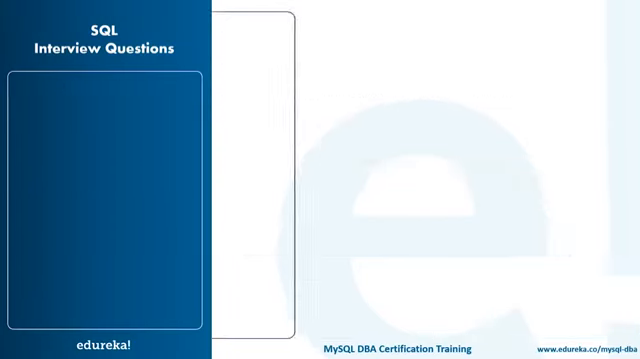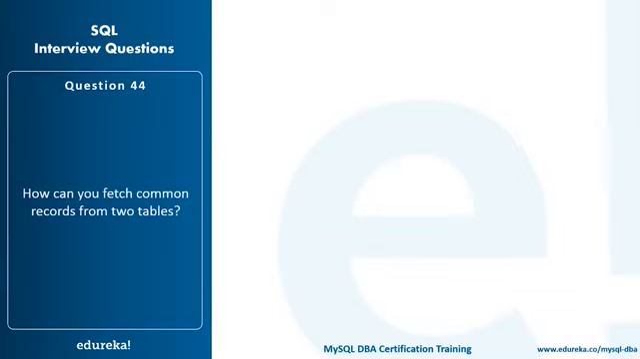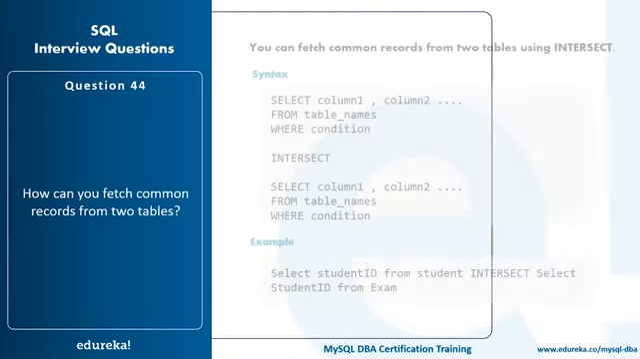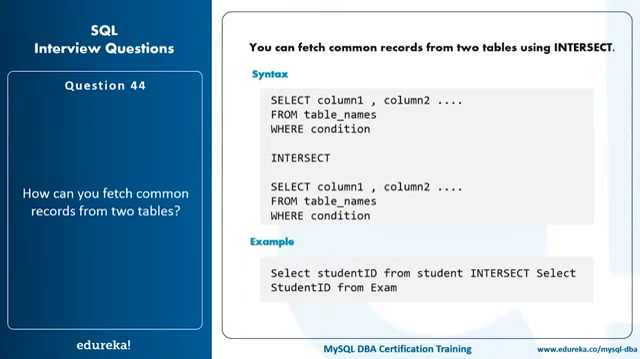Now let's move forward to our next question, that is, how can you fetch common records from two tables? Well, you can fetch common records from two tables by using the intersect statement. The syntax of the intersect statement is, as you can see on the screen, select column 1, column 2 and so on from the table name where condition, basically you mention the condition over here, then you mention the keyword intersect and then again mention another table name. So again you mention select the columns from a specific table where the condition matches. So that's how you use the intersect command.